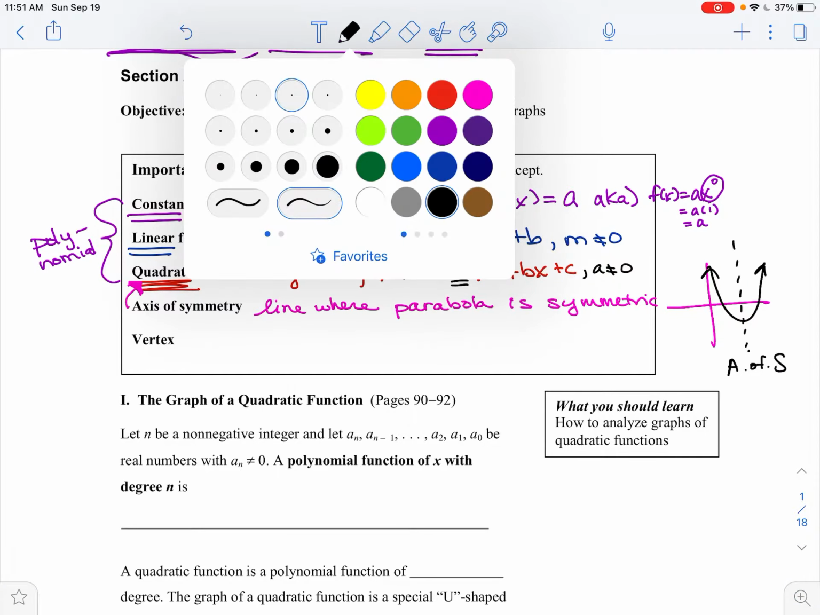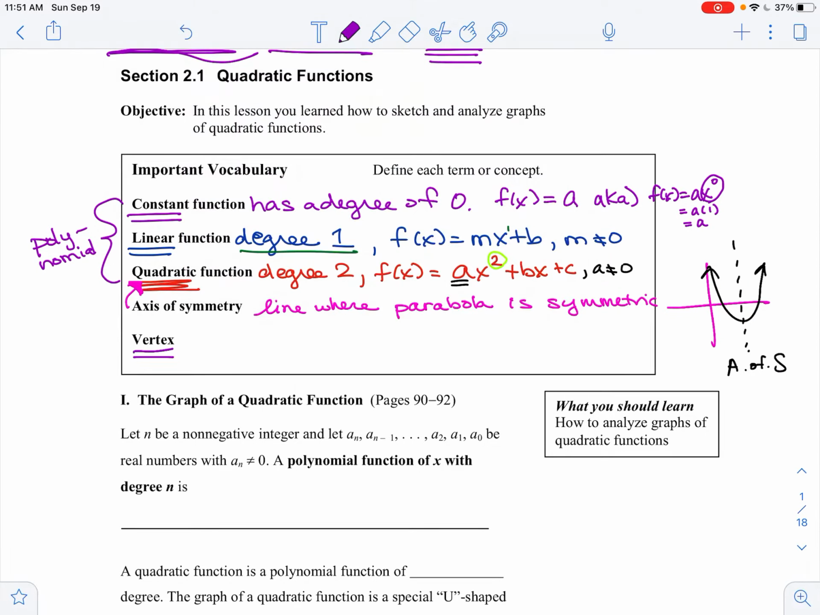And the vertex, if you remember, is what we would kind of call the center of the parabola. It's where the axis of symmetry intersects the parabola, which is this point right here. So one thing we know about the vertex is it always is on the axis of symmetry and where it hits the parabola. So the line is the axis of symmetry and the vertex is the point. We see that they both have the same x value.